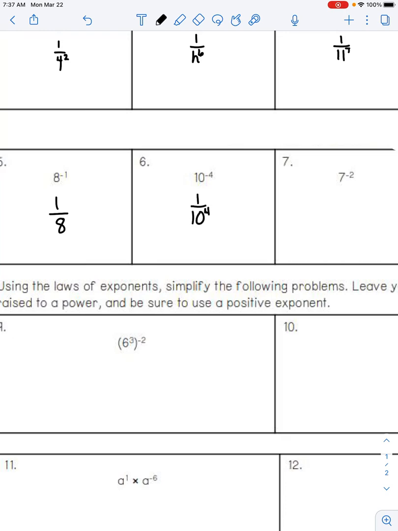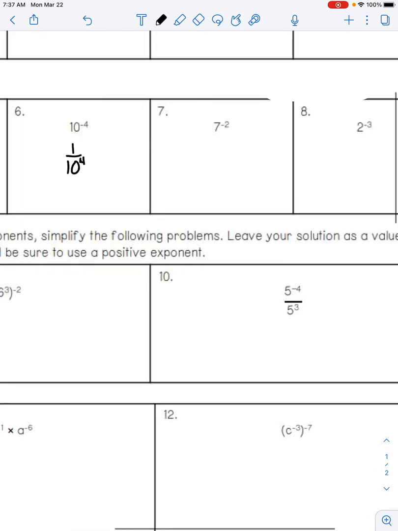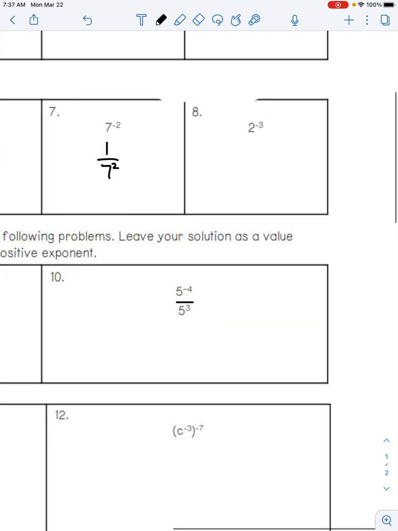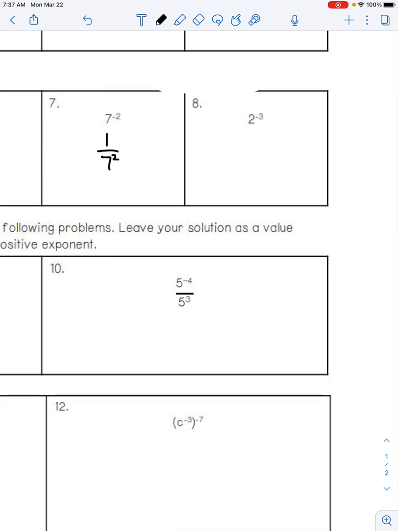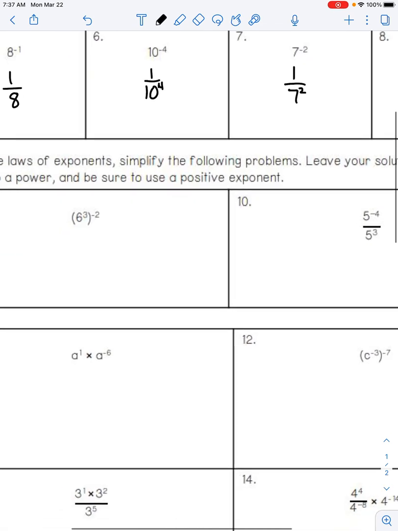So number 6, the reciprocal of 10 is 1/10, and negative 4 becomes positive 4. So 1 over 10 to the 4th. Number 7, the reciprocal of 7 is 1 over 7. The negative 2 becomes a positive 2. So 1 over 7 to the 2nd power. Number 8 becomes 1/2, or 1 over 2 to the 3rd power.